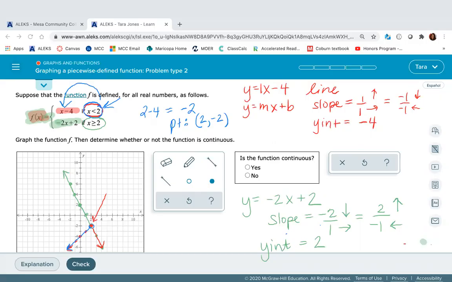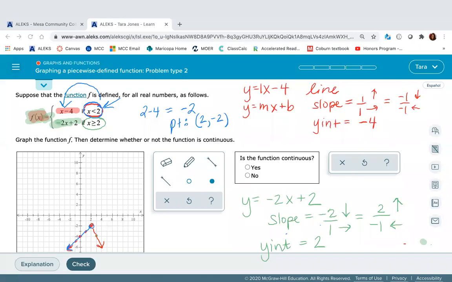And then I'm going to erase the portion of the line here that lied to the left. So I'm getting rid of all these points that lie to the left. Get rid of that arrow. And let me make sure that shows clearly that that's a solid dot again. Solid dot right here at 2, -2.